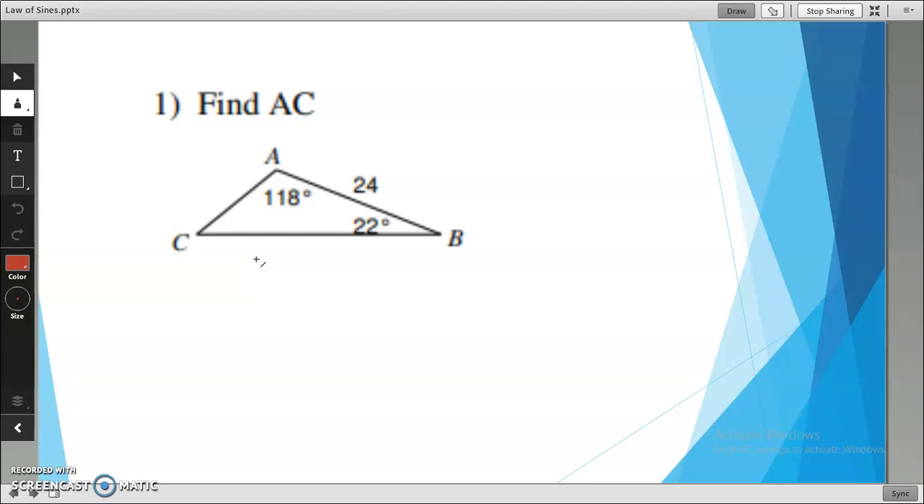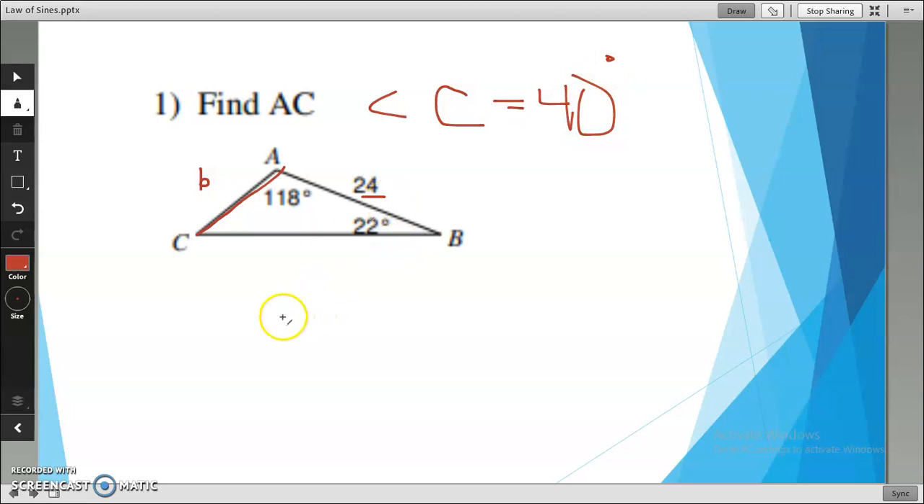I had notes, but I don't see them now, so I'm just gonna have to wing it. So we're gonna find side AC. Notice side AC is right across from our angle B, which is 22. So really, I'm gonna call this side b. I can use this side here, 24, but I need to know what this angle is. Well, lucky for us, we know that the sum of the angles of a triangle is always 180. So I'm going to add 118 plus 22 and subtract that from 180, and I get 40. So angle C is equal to 40 degrees.